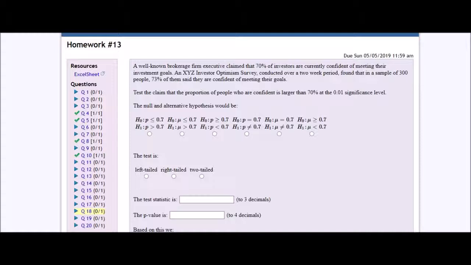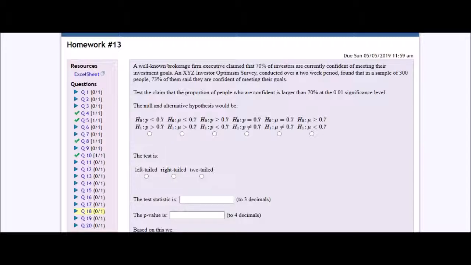A well-known brokerage firm executive claimed that 70% of the investors are currently confident of meeting their investment goals. An XYZ investor optimism survey conducted over a 2-week period found that in a sample of 3,000 people, 73% of them said they are confident of meeting their goals. Test the claim that the proportion of people who are confident is larger than 70% at 0.01 confidence level.